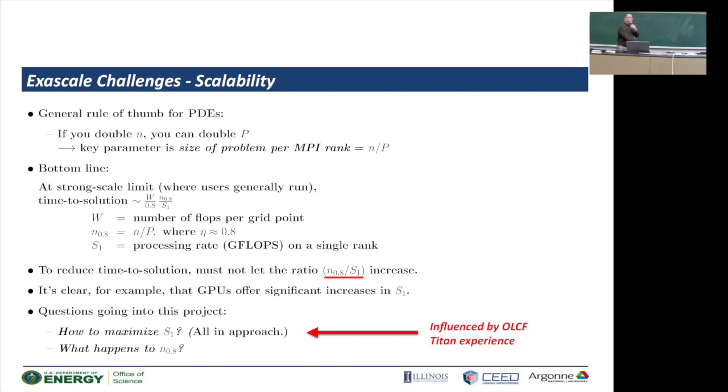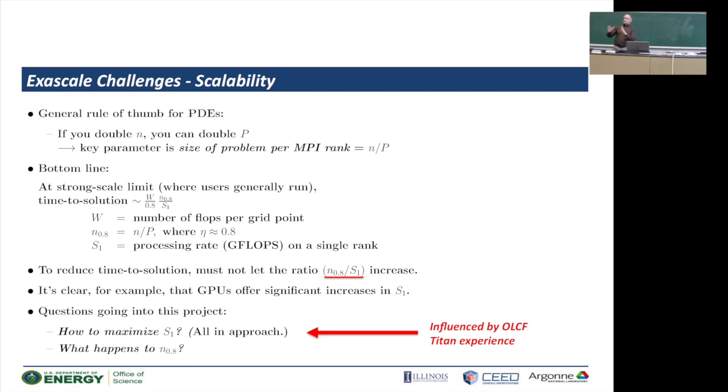All right, but at the time, we were all CPU people. And so big questions were, okay, well, let's look at the time to solution. That's what the user cares about. And if you double the amount of work per grid point, it's going to take twice as long, as you fix the N sub 0.8. If the speed goes up by a factor of 10, it will take 1/10 the time, but not if N sub 0.8 goes up.